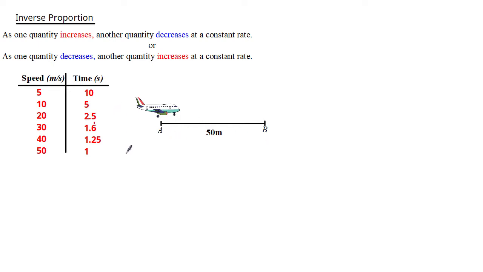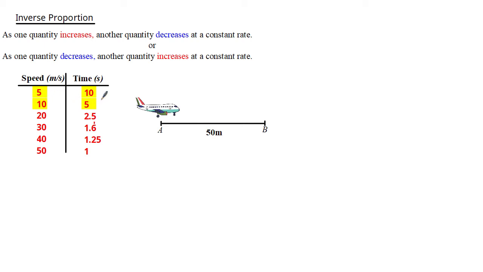Looking at these values, the easiest thing we can notice is that as the speed increases, the time taken to travel from A to B decreases. But how does this happen? How exactly does one quantity change relative to the other? Well, this is exactly what proportion is concerned with. So let's look at what's happening with the change in particular values.